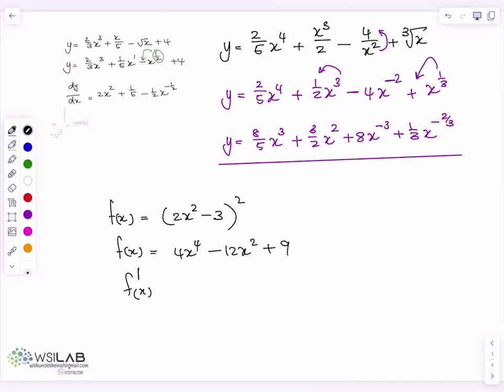Don't we get second derivatives as well? Yes, we'll get there. Okay, so this is 16x cubed minus 24x. Got that? Yes, I got that. Okay, good.